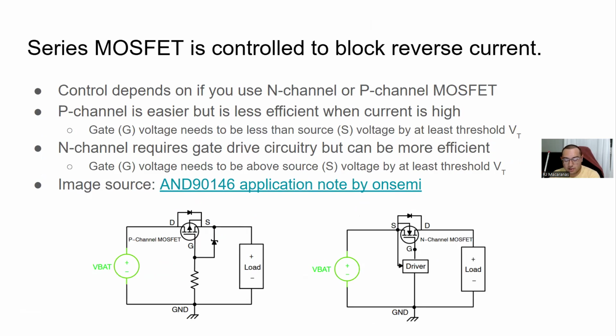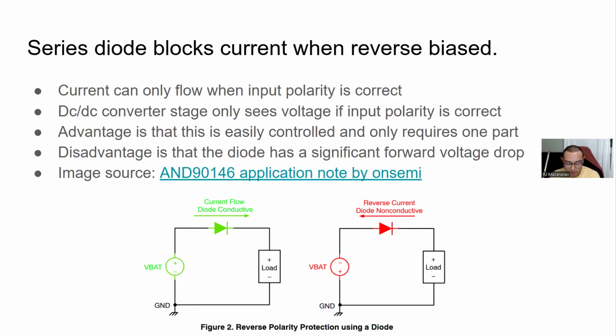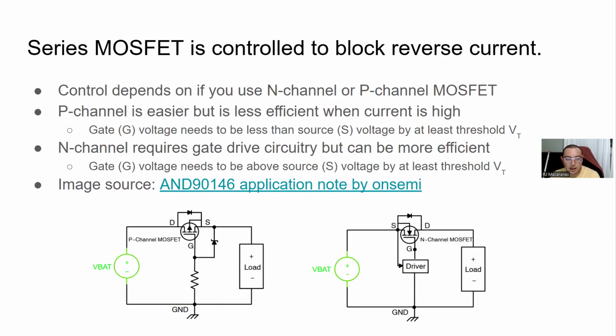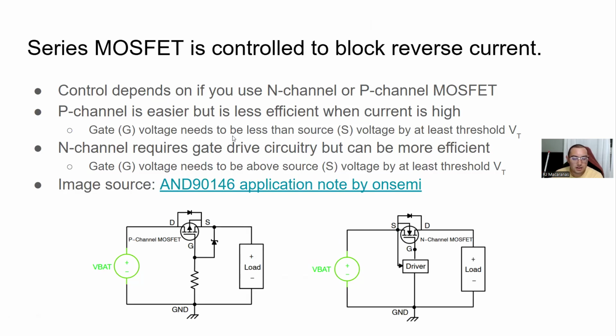So series MOSFETs can also work much like this series diode, but again, we need to be careful with how we connect it. So on the left here, we have a P-channel MOSFET, and on the right, we have an N-channel MOSFET. And so the way that this P-channel MOSFET works is that we need to apply a gate voltage, right? So this G terminal here needs to be less than the source voltage by at least some threshold V sub T. And so that's the threshold voltage of this P-channel MOSFET.